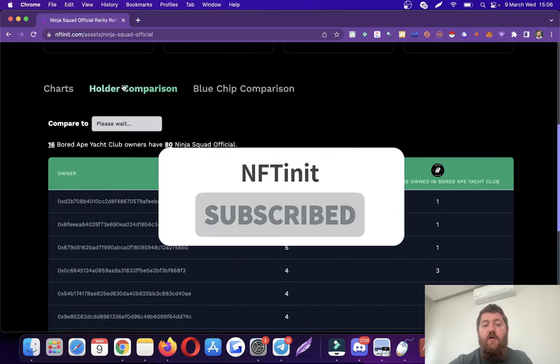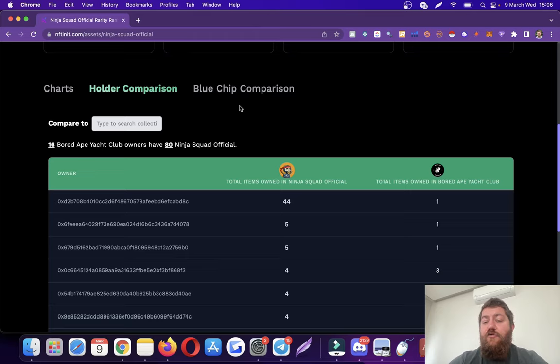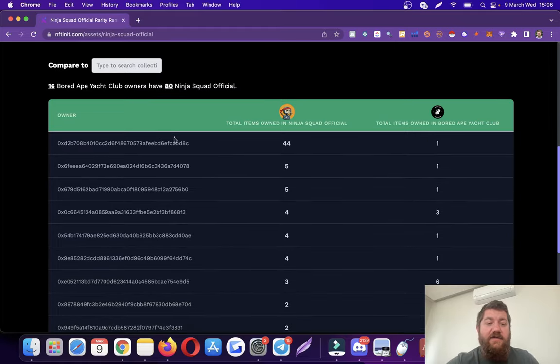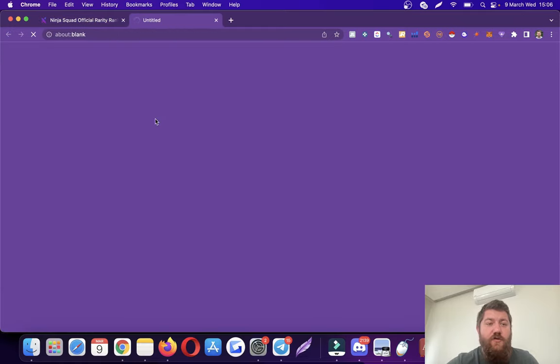Then there is the holder comparison. In the holder comparison, you will see how many total items are owned by this wallet in either one of these collections. So this guy has 44 ninjas, and he also owns one Bored Ape Yacht Club. This one has 4 ninjas, and he has 3 Bored Ape Yacht Club NFTs. Let's check this one, the first one with the most ninjas.